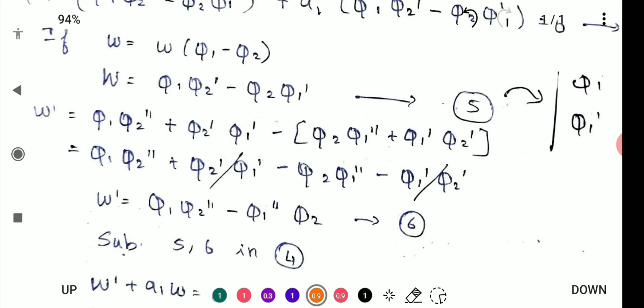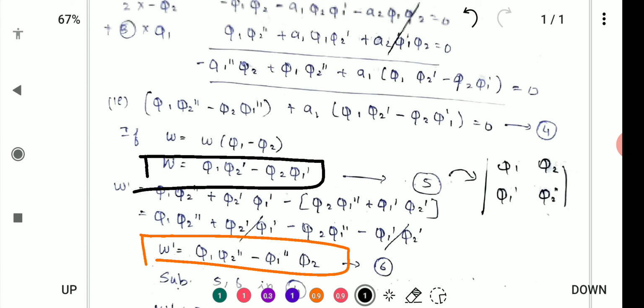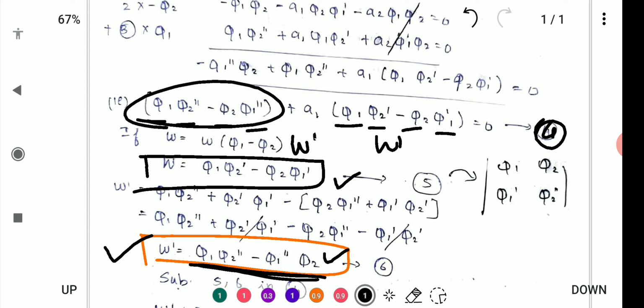Okay, this is w dash, and I am getting this expression. So what I am going to do is, I am going to substitute 5 and 6 in the fourth equation. So instead of this phi 1 phi 2 dash minus phi 2 phi 1 dash, I am going to substitute w, just w, and instead of phi 1 phi 2 double dash minus phi 2 into phi 1 double dash, we have the same expression, so we are going to substitute w dash plus a1 into w is equal to 0.